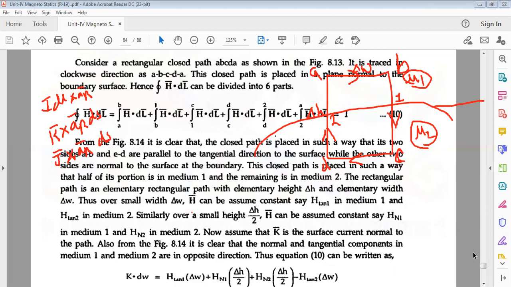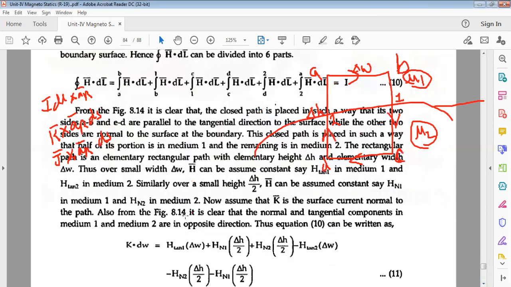It can be written that the current, whatever we are saying, is the surface current K normal to the path, K into delta w. And the first integral, of the six integrals, is A to B. Let us assume here A and B, H t1, because it is in medium 1, Ht1 and delta w. For this integral, we get Ht1 delta w.